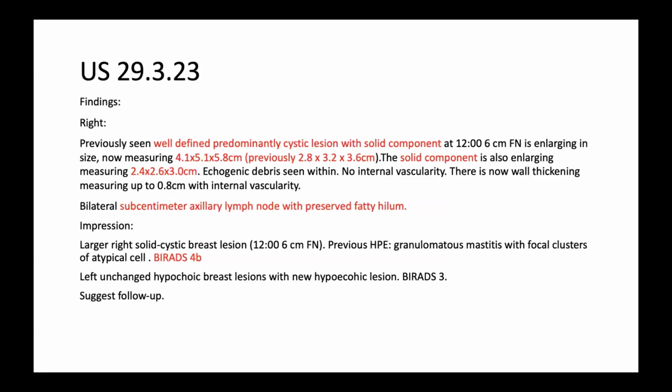So the radiologist reported a well-defined predominantly cystic lesion with a solid component, which was increasing in size from the previous one, as well as the solid component within. There was echogenic debris also seen, and there is now wall thickening measuring up to 8 millimeter with internal vascularity. The axillary nodes on the ipsilateral side are small, sub-centimeter with a preserved fatty hilum, and the impression now is BI-RADS 4B. The left side, with the previous hypoechoic breast lesion, was unchanged.